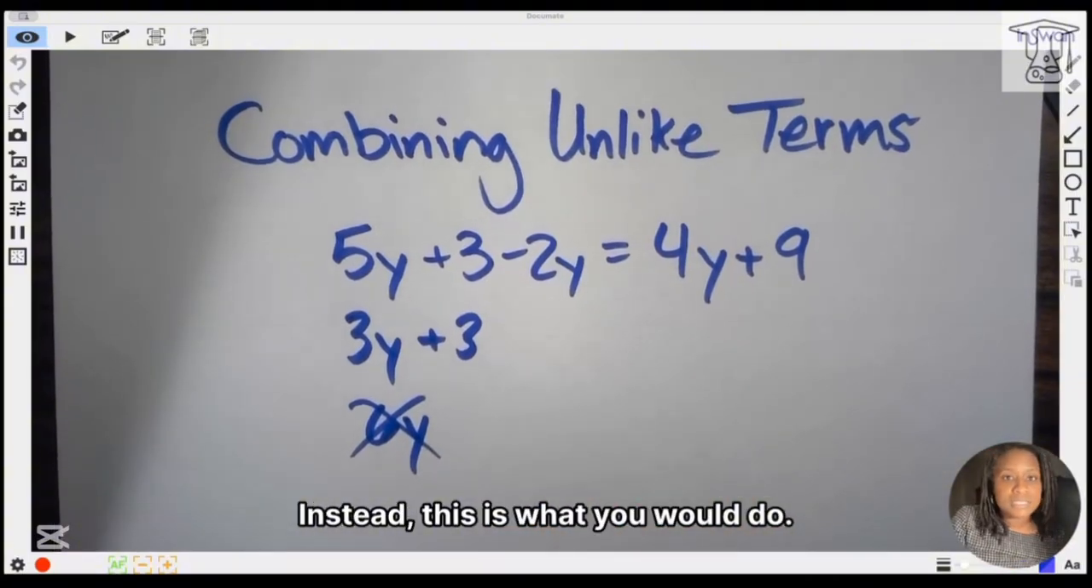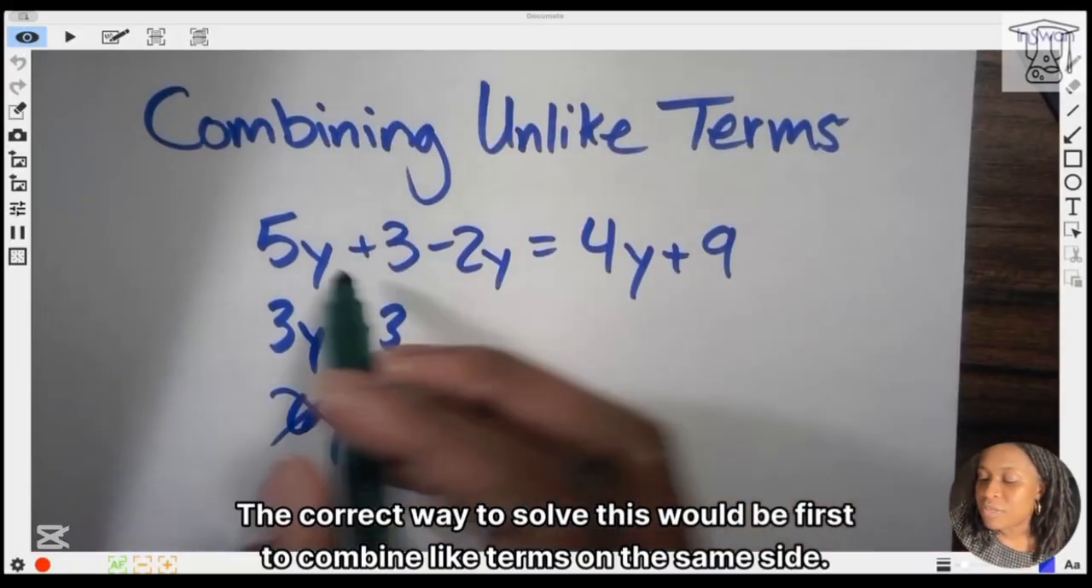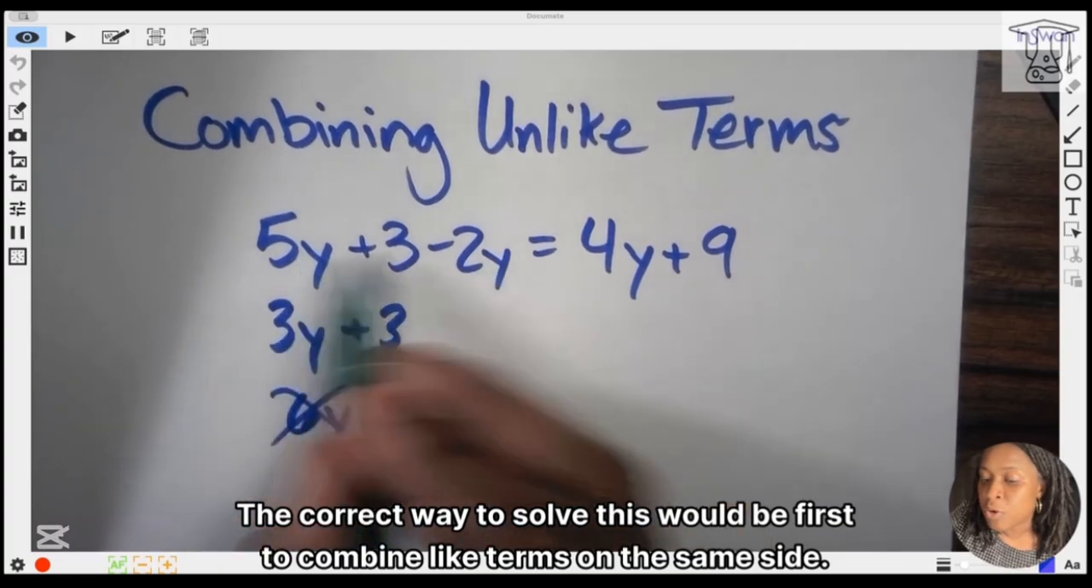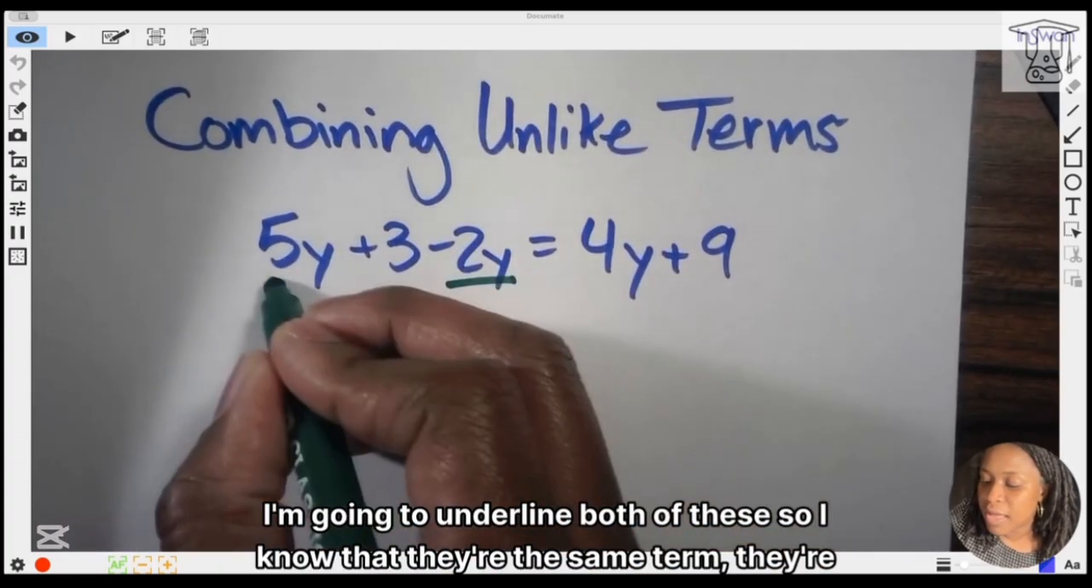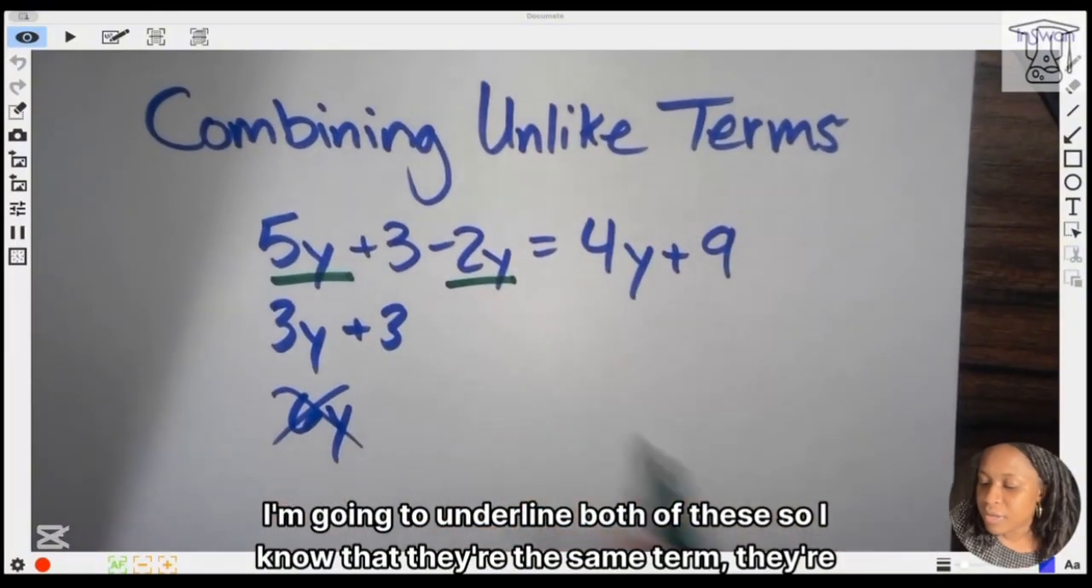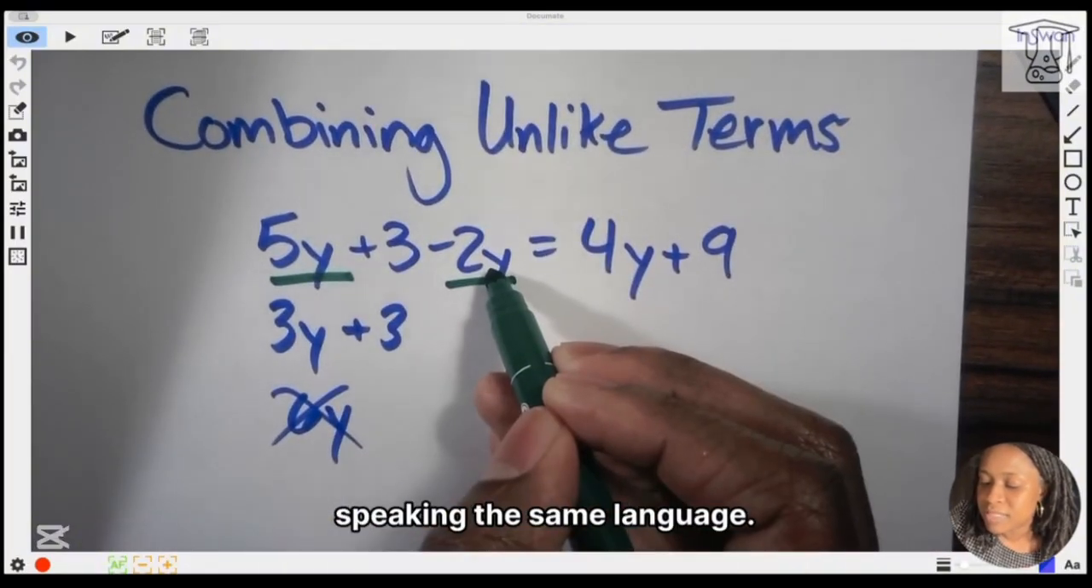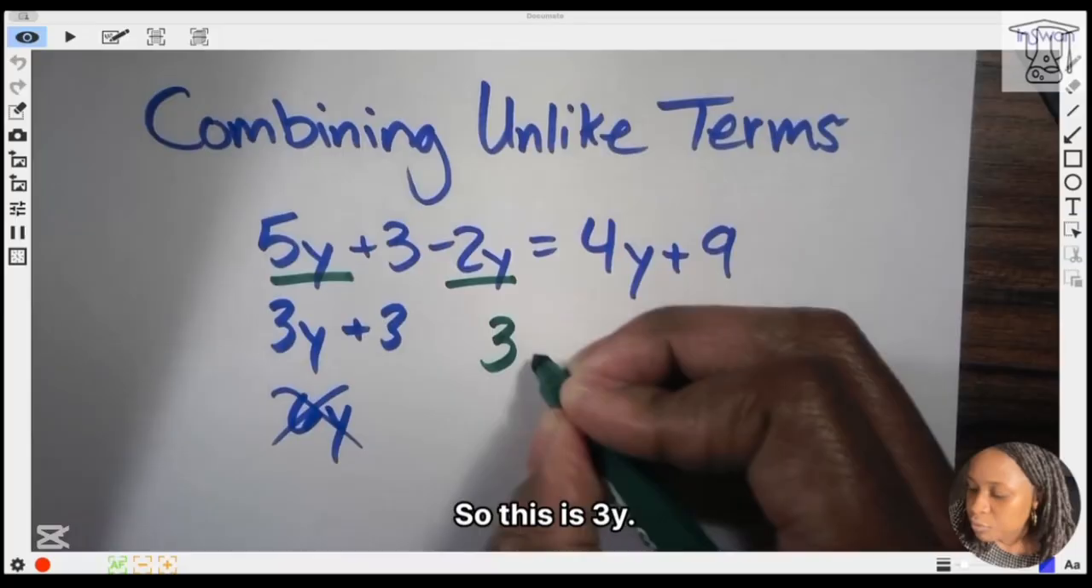Instead, this is what you would do. The correct way to solve this would be first to combine like terms on the same side. I have 5y and I have a -2y. I'm going to underline both of these so I know that they're the same term, they're speaking the same language. So this is 3y.